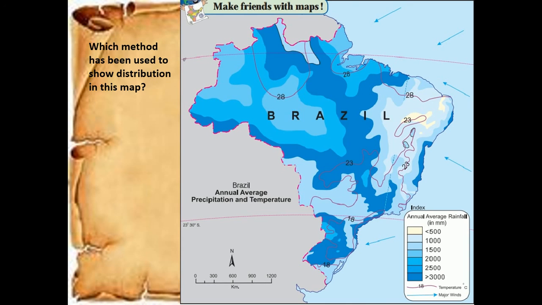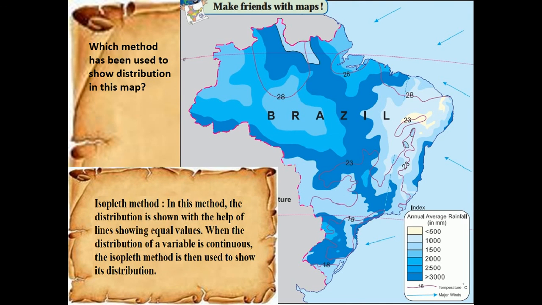Which method has been used to show the distribution in this map? Now you have already studied this previously. Once again we see what the isopleth method is. In this method the distribution is shown with the help of lines. Have you seen? Like I already told you before, you have the red lines of equal temperature. They are all joined together. So that method of showing it by drawing lines of equal temperature is called the isopleth method. So when the distribution of a variable is continuous, the isopleth method is used to show its distribution.